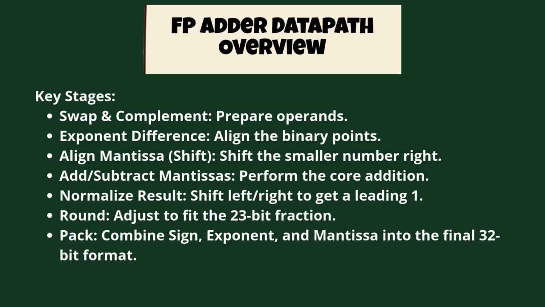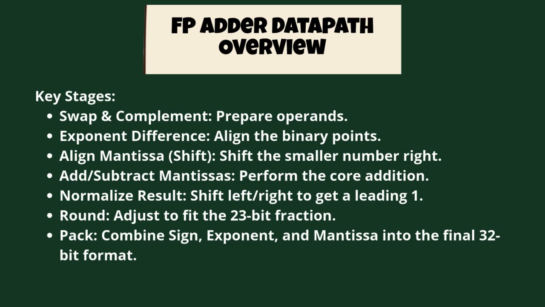We first check which operand has the larger exponent and ensure it becomes the primary input. If the signs differ, this stage also prepares for subtraction. Exponent difference: we compute the difference between exponents to know how much to shift the smaller mantissa. Mantissa alignment shifter: the smaller number is shifted to the right by the exponent difference, and bits shifted out contribute to the sticky bit for rounding. Mantissa adder or subtractor: the aligned mantissas are then added or subtracted depending on the sign bits.